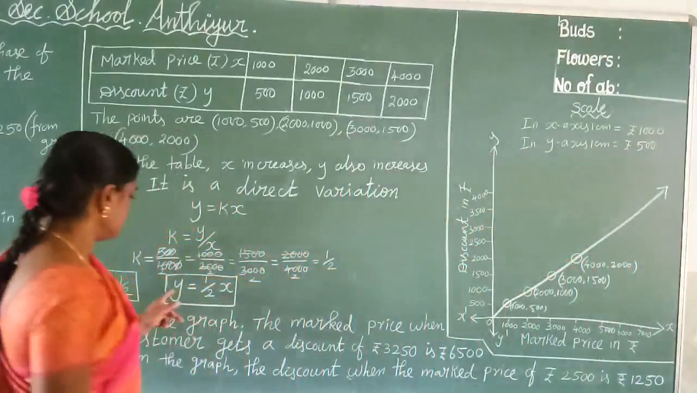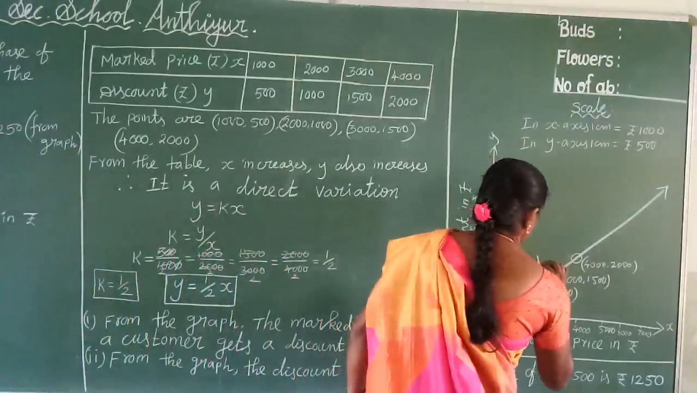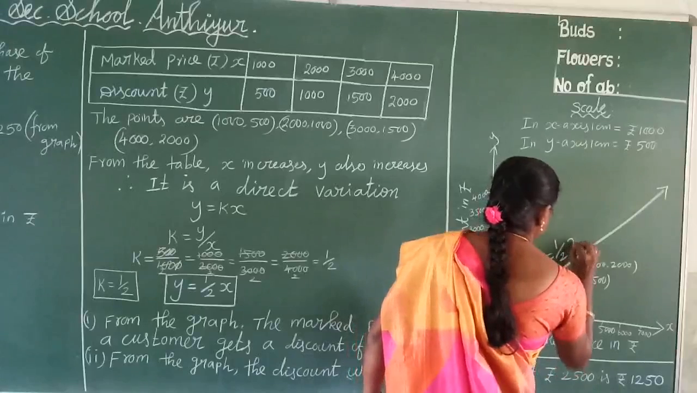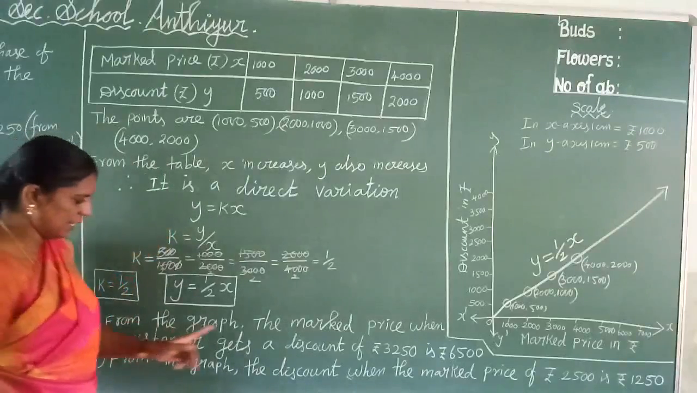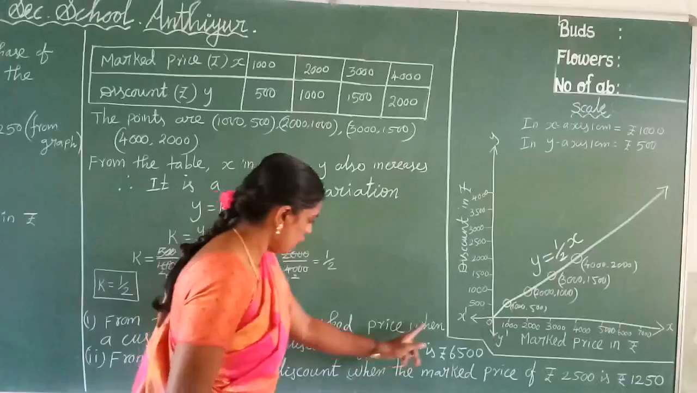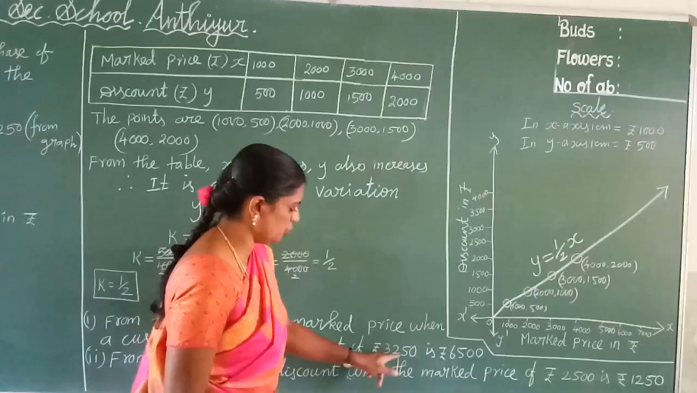And write the equation y equal to 1 by 2 x. And the next one, how do we find the answer? From the graph, the marked price when the customer gets a discount of 3250.